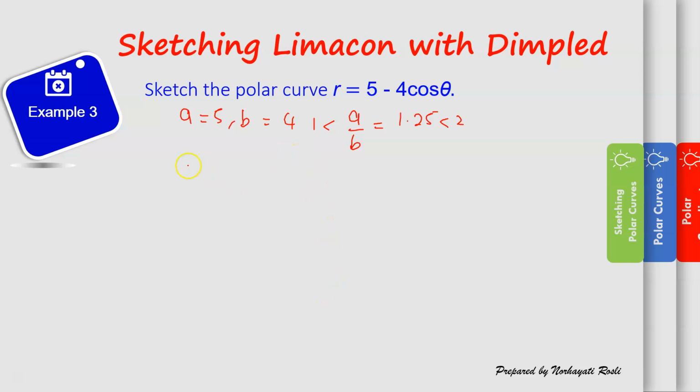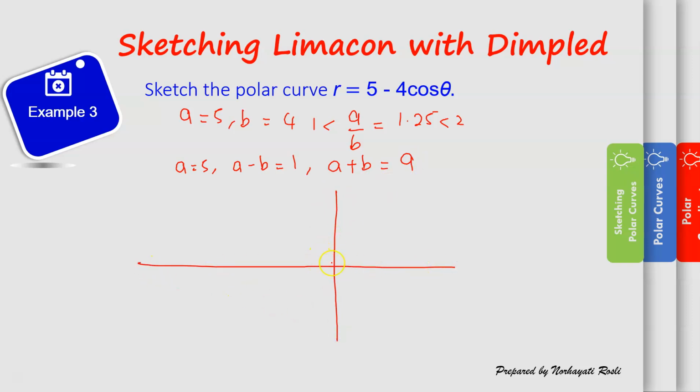How to plot this? We check first, our A is 5, and then we need to find A minus B, which is equal to 1, and A plus B, which is equal to 9. So we will have our shape at this location, A is 5, so 5, let's say somewhere here, negative 5, and then A minus B is 1, and then A plus B is 9. So this is the negative side, which means negative 9. So when we plot this one, we will get this kind of limaçon.